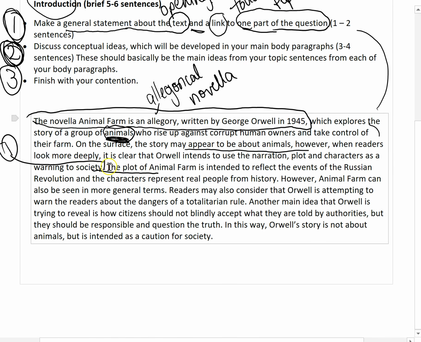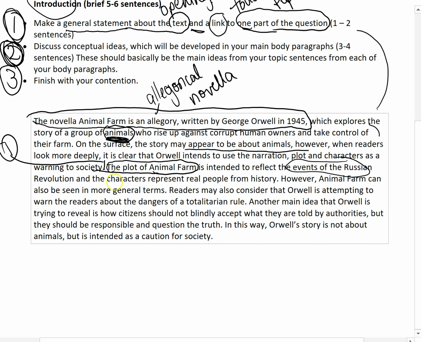The plot of Animal Farm is intended to reflect the events of the Russian Revolution, and the characters represent real people from history. So when I'm reading this as a marker, when I read your introduction, I should know exactly what you're going to write in each of your body paragraphs. I should be able to predict. So if I read this in the introduction, I would expect that the first body paragraph will explain the connections between the characters and the plot of Animal Farm and the events of the Russian Revolution.